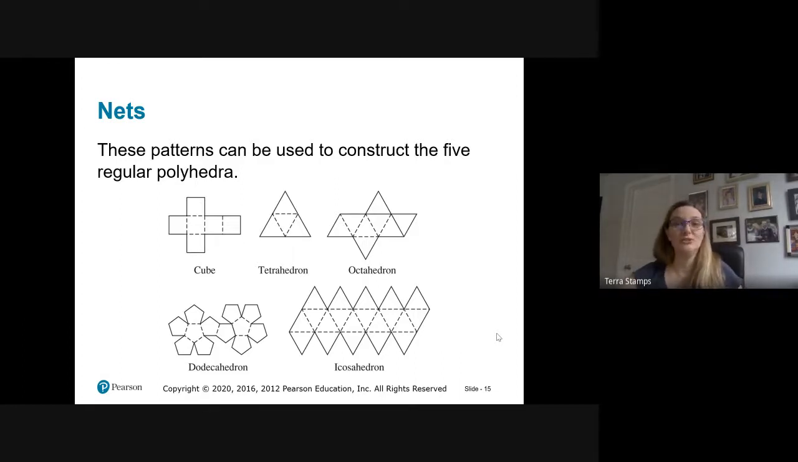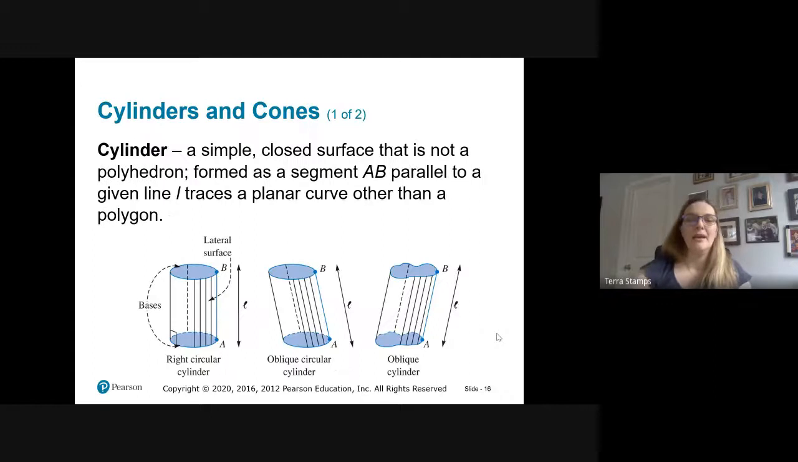If you're doing some geometry, these are what's called nets that you can cut out and then you can fold together to make those Platonic solids. Right? So it's actually a pretty cool activity to do, especially if you have some creative kids that maybe aren't really into math, then this is a really good opportunity for them to showcase creativity while learning some stuff as well. So. All right, cylinders and cones.